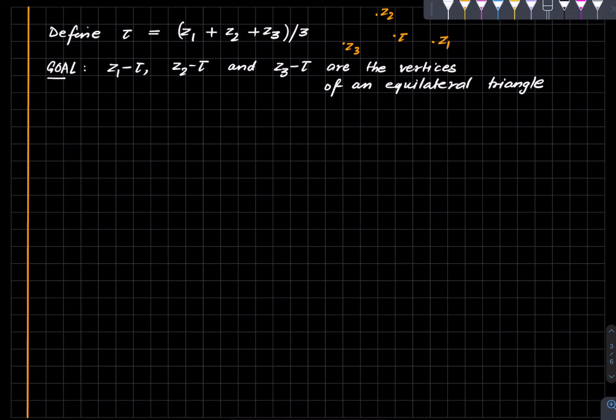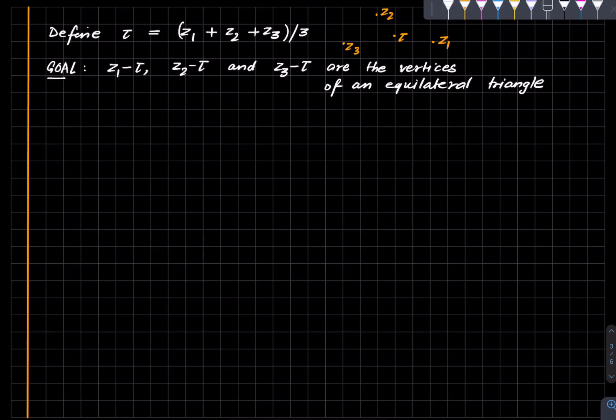If you have 3 points z1, z2, z3, then this tau is the centroid of the triangle formed by these 3 points. So what we are doing is, basically when we are considering these 3 points, we are making the centroid as the origin of our complex plane. You can think of it that way. And that makes life much easier, as you will see.